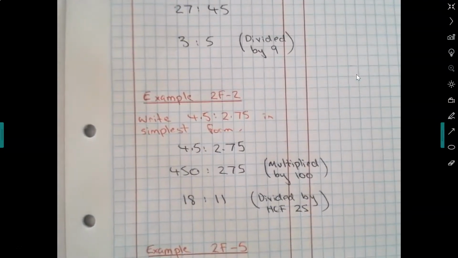Alright, and the reason why it was 25 is because it's the highest common factor. We could have divided it by other numbers, but it would just mean that it wouldn't have been in its simplest form. So you'd have to keep reducing it, similar to like when we had our fractions.